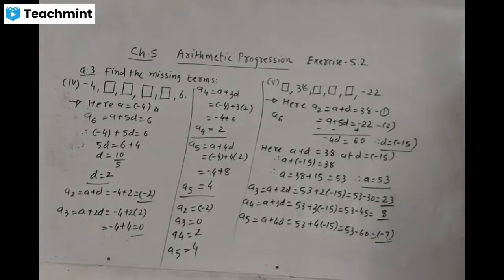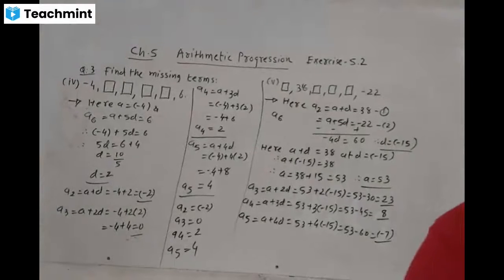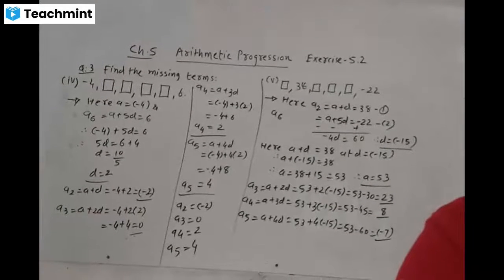So here, first term A is equal to 53. Third term, that is 23. Fourth term 8. And fifth term is -7. Then sixth term is equal to -22. Okay, sixth term is -22.